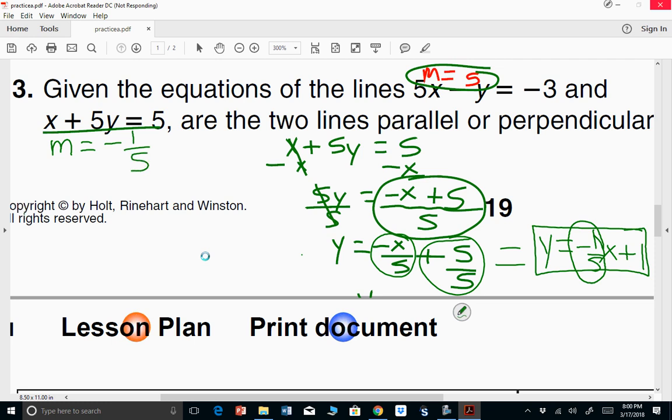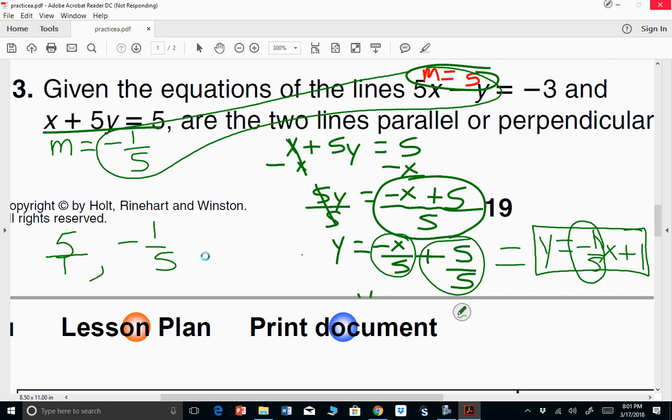Now we learned in a previous chapter, but it was a really long time ago, that if two lines have slopes that are negative reciprocals of each other, then the lines are perpendicular. 5 and negative 1/5, 5 is not a fraction, but we can make it a fraction. 5 over 1 and negative 1/5 are negative reciprocals of each other. Therefore, those two lines are perpendicular. All that to answer that one little question.